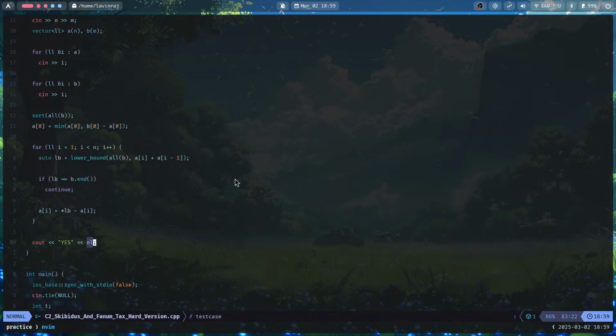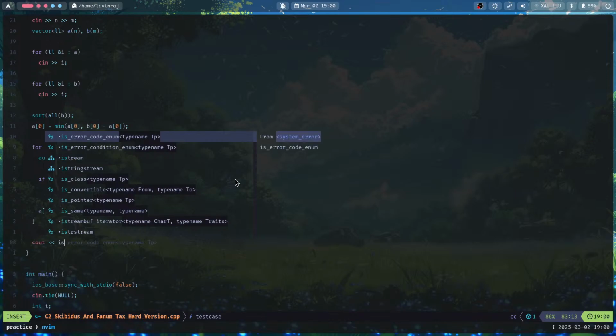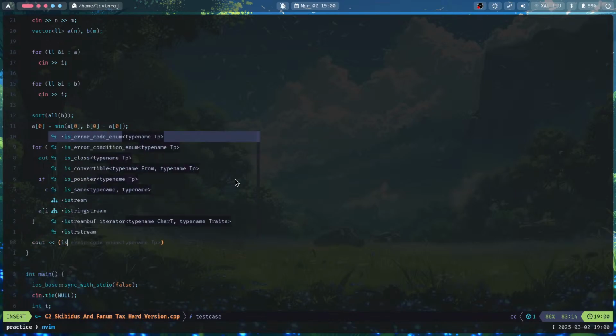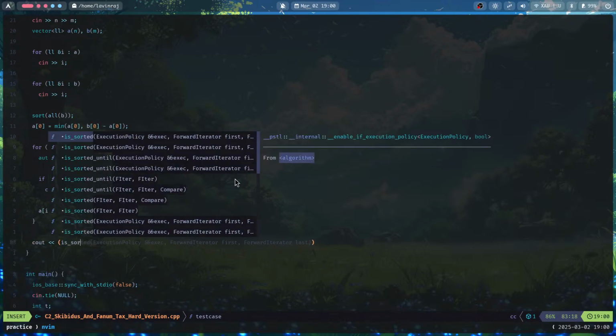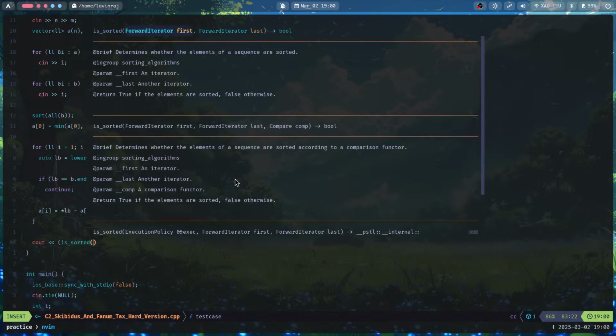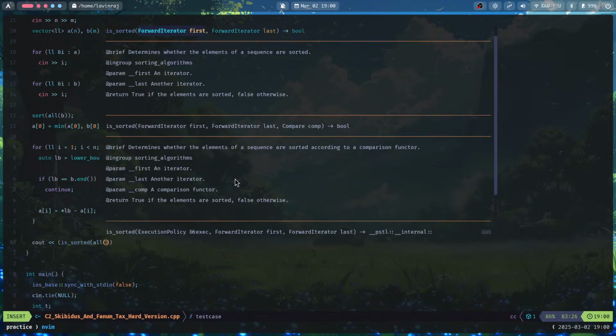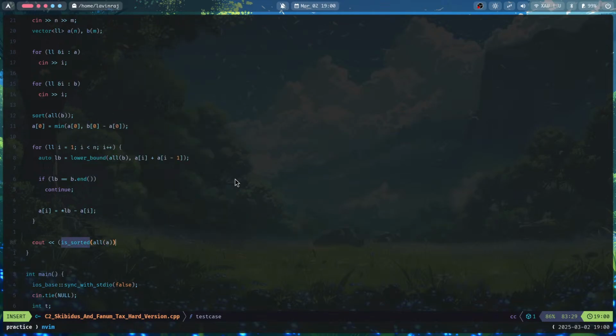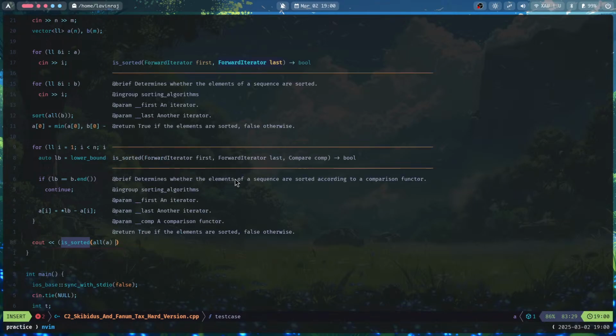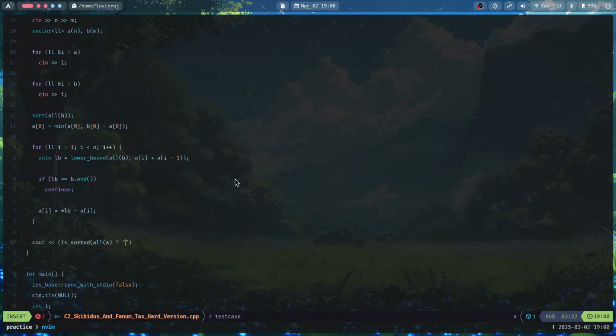I'm so dumb. In the last one, we just have to check if the array is sorted or not, and we can do that by just calling is sorted on the array A. And yes, if sorted, yes, no, if not.